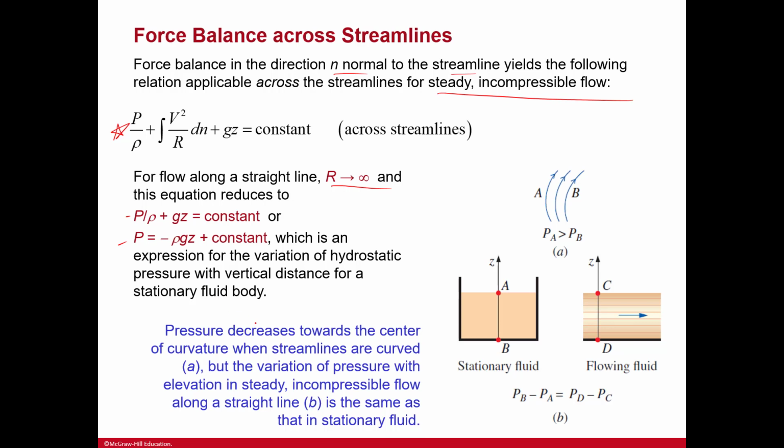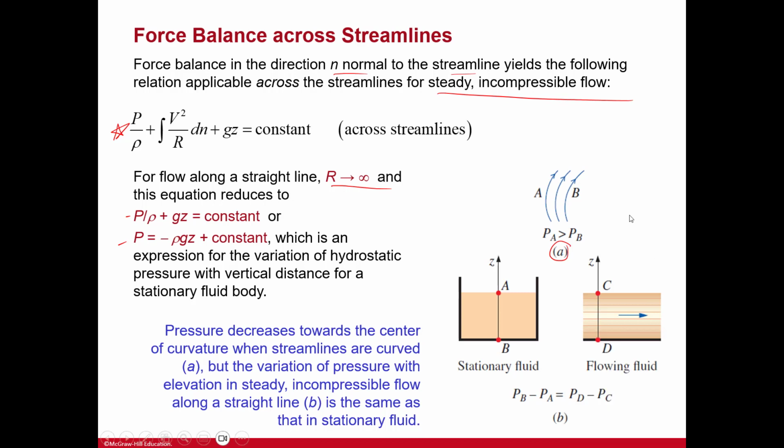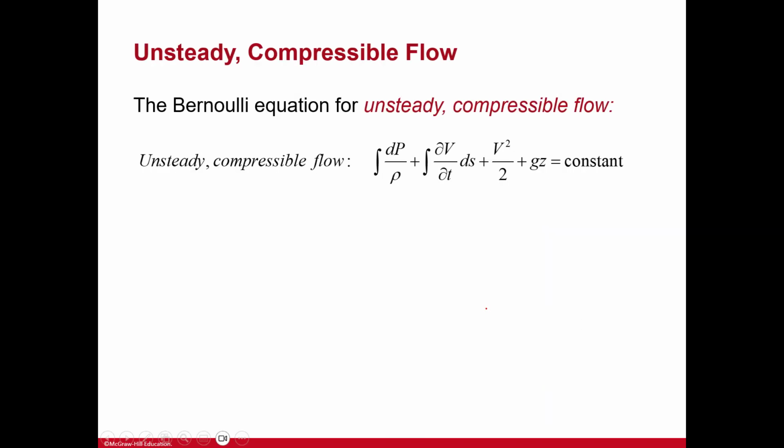And so here, pressure decreases towards the center of the curvature when streamlines are curved, A, right here. So you see these streamlines are curved. But the variation of pressure with elevation in steady incompressible flows along a straight line, B, is the same as in a stationary fluid. So the curvature is what is key here. Unsteady compressible flows, the Bernoulli equation for unsteady incompressible flows is here.